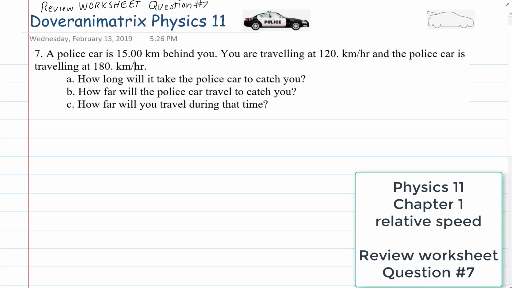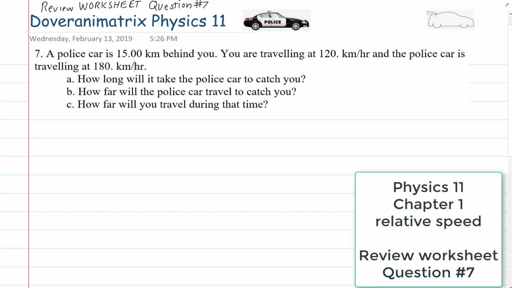Question number 7. A police car is 15 kilometers behind you, and you're traveling at 120 kilometers an hour, and the police car is traveling at 180 kilometers an hour. A. How long will it take for the police car to catch you? B. How far will the police car travel to catch you? C. How far will you travel during that time?